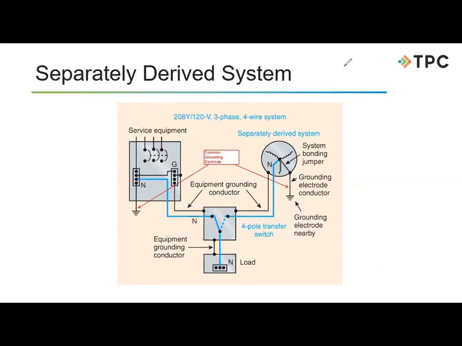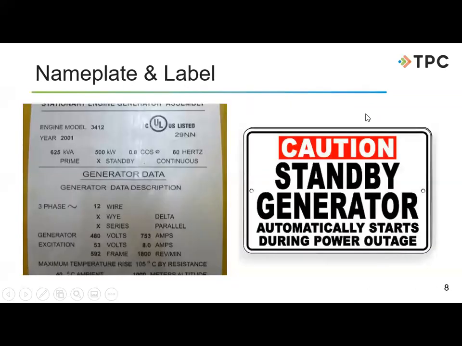And most generators that are stationary would definitely be a separately derived system. So on this slide, we can see a couple things. We see a caution sign because they are going to tell us that this generator is going to automatically start, which we should know in that case.